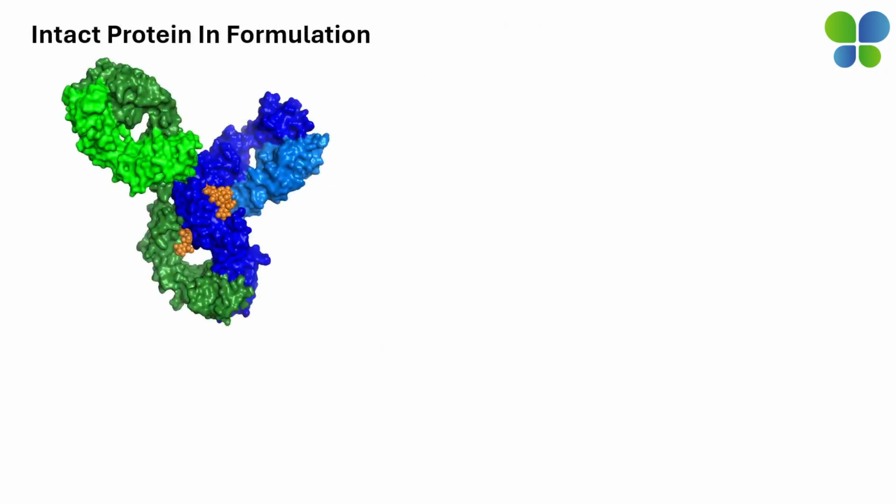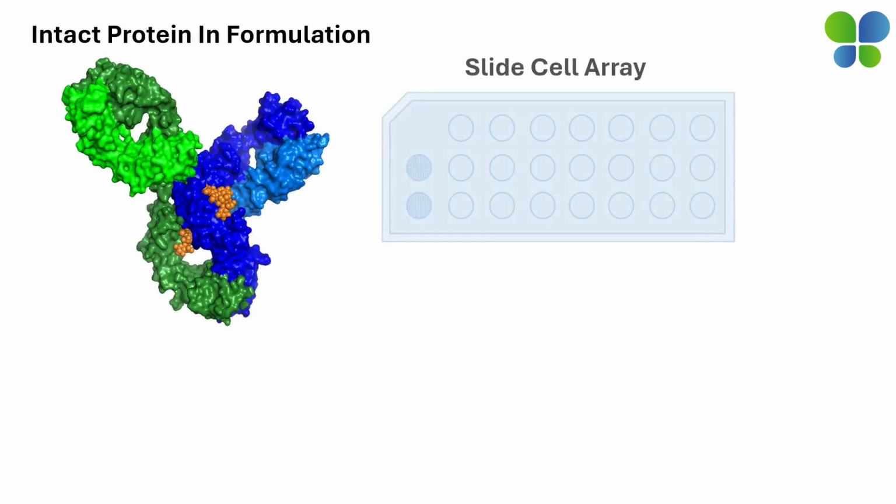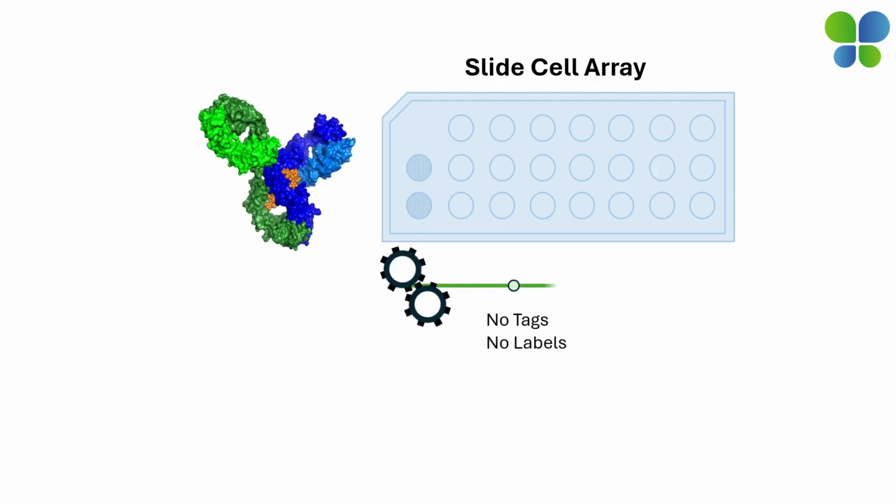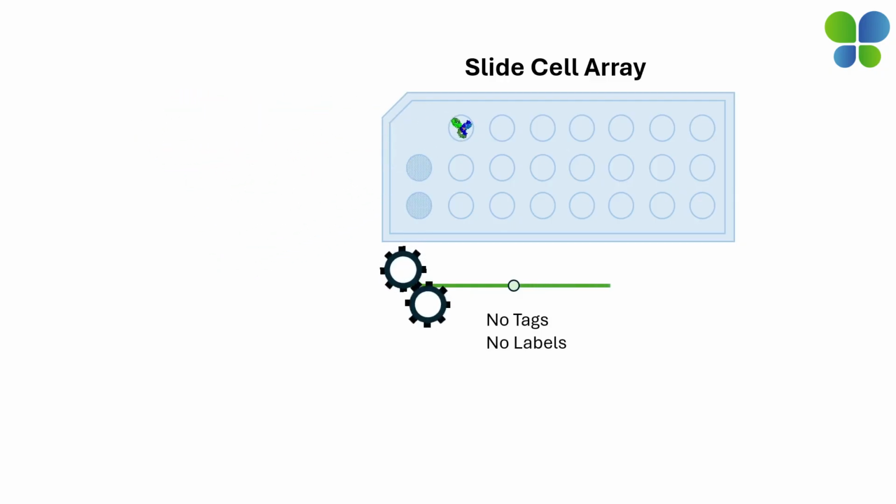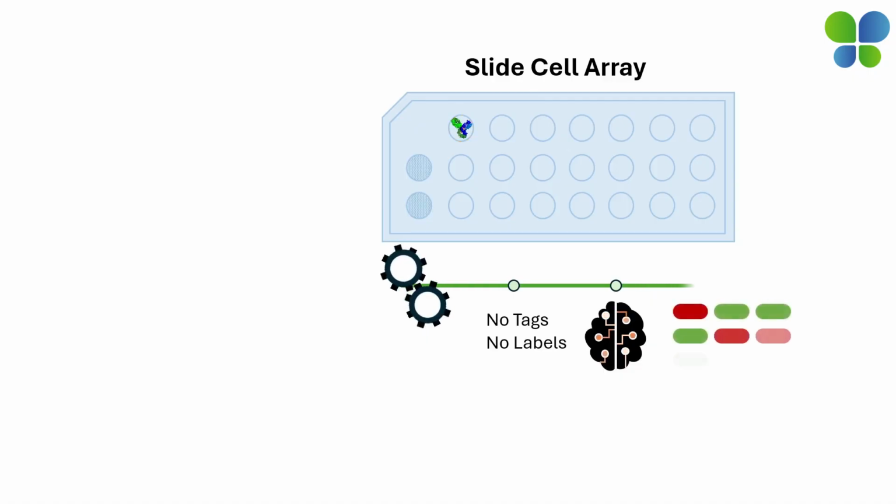Protein Mentor satisfies this need by providing streamlined workflows requiring minimal sample preparation and only 1 microliter of sample per well, providing a comprehensive, direct, multi-attribute assessment of the intact protein in its formulation to de-risk preclinical candidate selection. These workflows make use of a proprietary slide cell array that can be subjected to accurate thermal control.